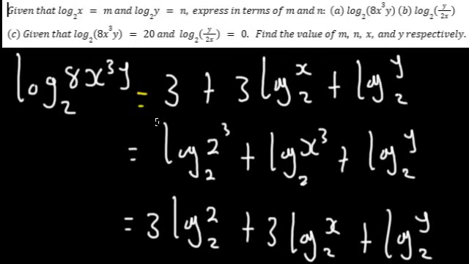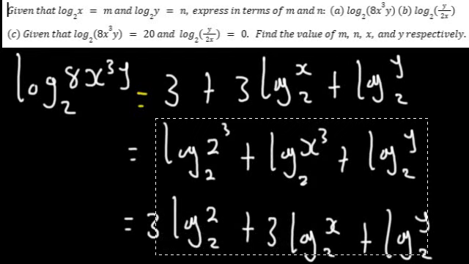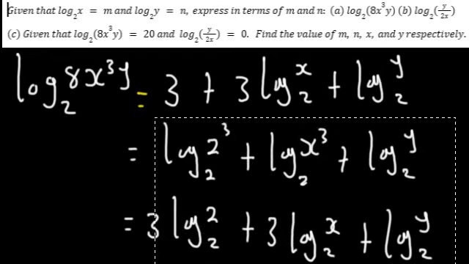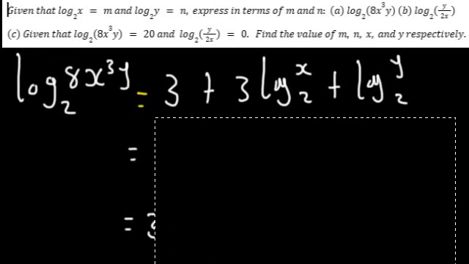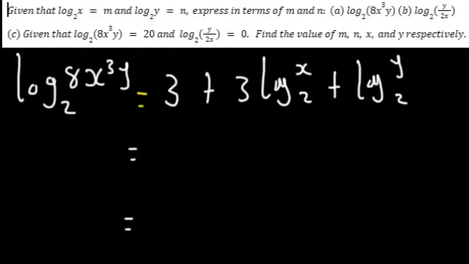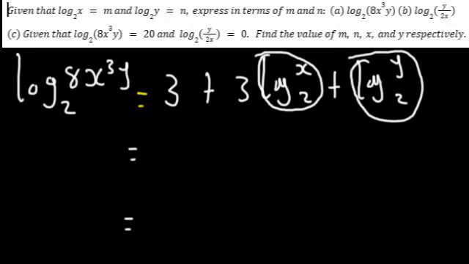Now that we have gotten to this point, it's easier for us to substitute the given values. If you could recall, back to the question, we have to leave our answer in terms of m and n. So at this point, it's easier for us to substitute. We have to replace log of x to a base of 2 with m, and log of y to a base of 2 with n.